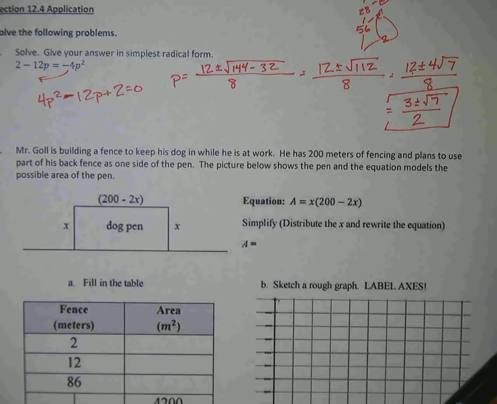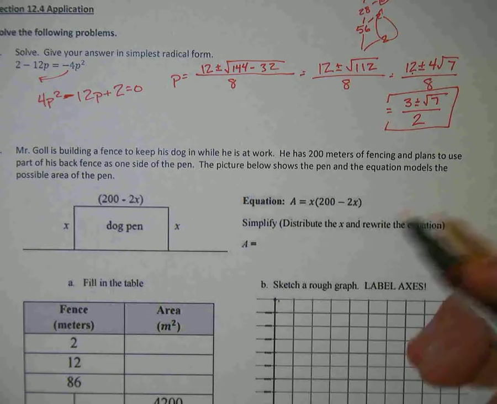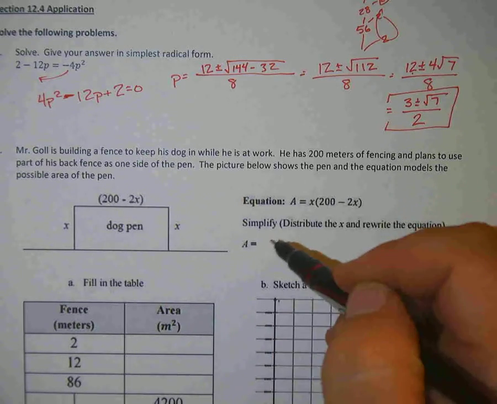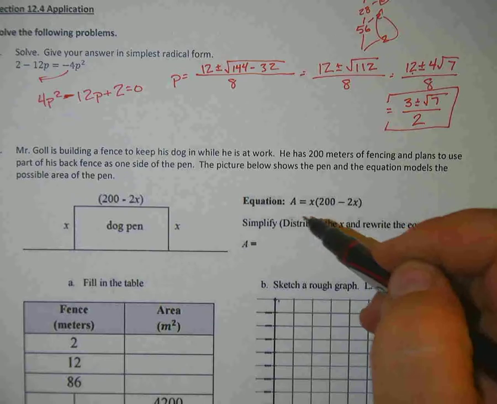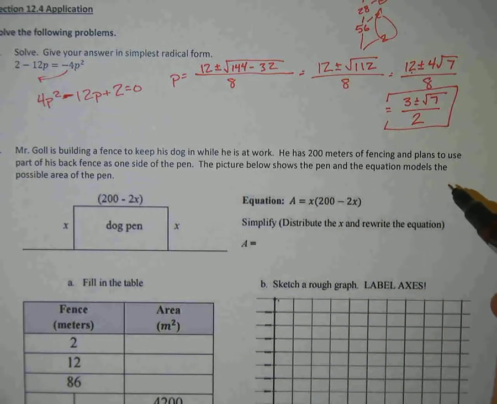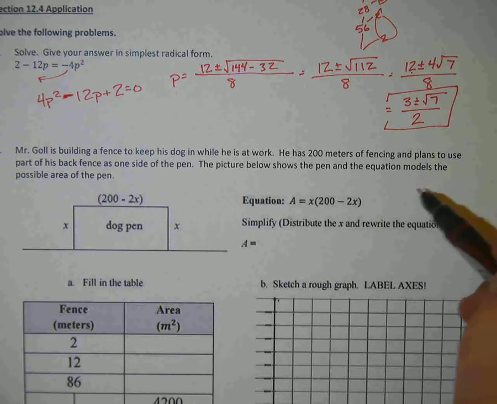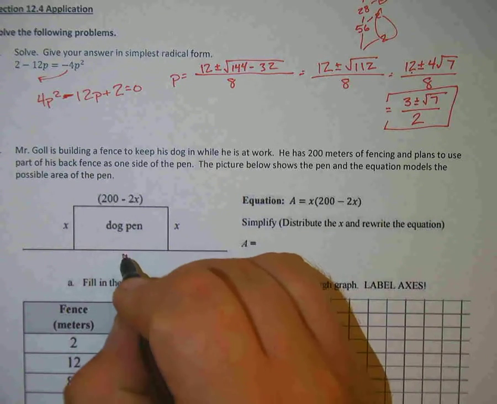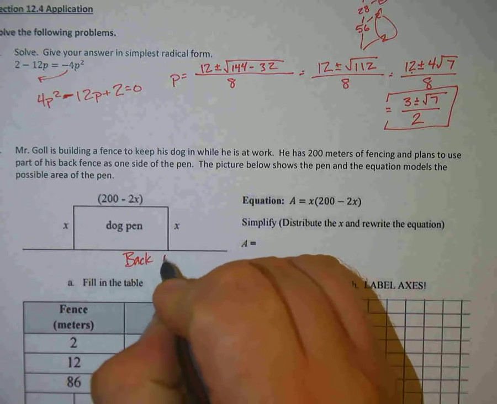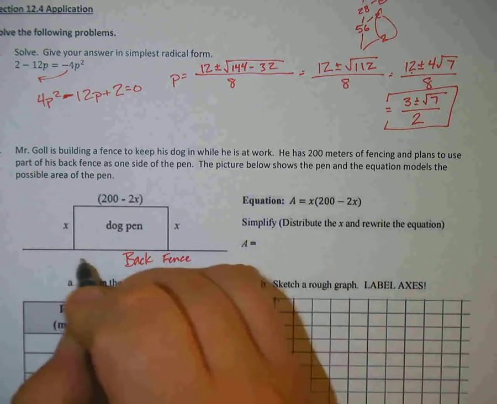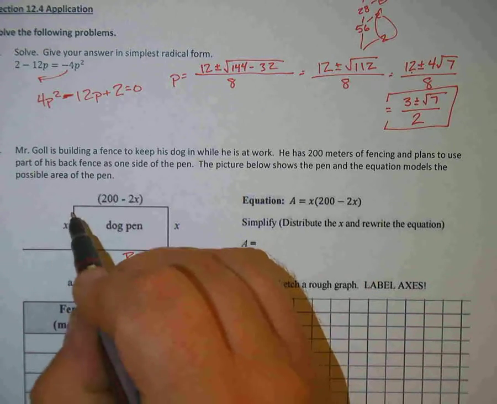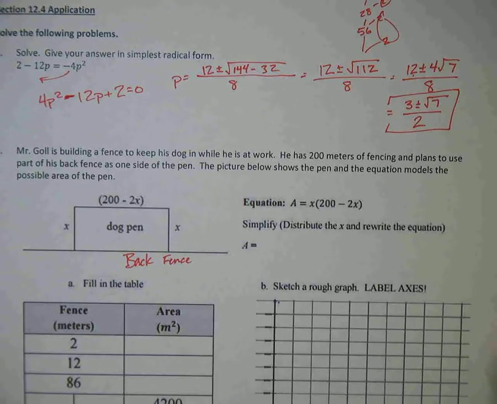So it says that I'm building a fence to keep my dog in while I'm at work. I'm going to put it in my backyard. I have 200 meters of fencing, and I plan to use part of the back fence as one side of the dog pen. So the picture down below shows the pen, and the equation models the possible areas of the pen. So this right here, this is my back fence. So I'm not going to have to put any fencing there. I'm going to use my back fence as that. So really I'm just going 1, 2, 3 sides.